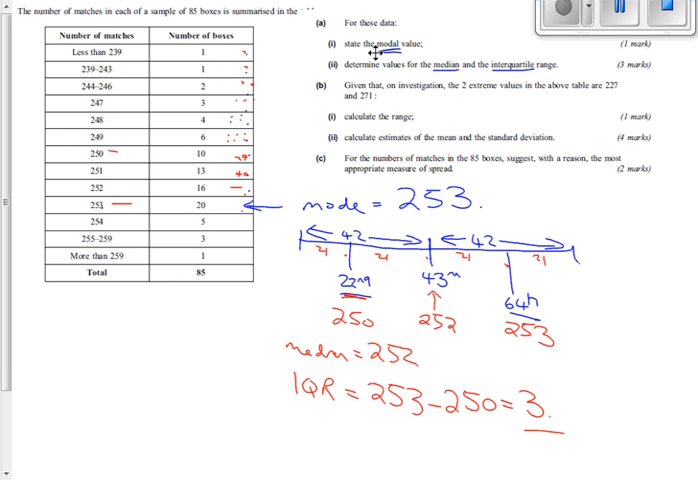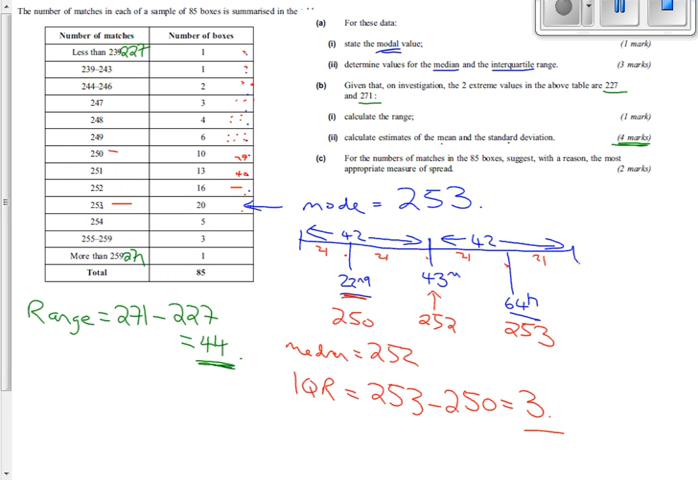Now for part B, we've then got to actually use a bit more information. We've been told that the lowest value here was actually 227, and the highest value was actually 271. And so the range is simply the highest one take away the lowest one, which gives us 44. You have to write the 44 there for the 1 mark. And now, for 4 marks, we're going to need to find out the mean and the standard deviation.